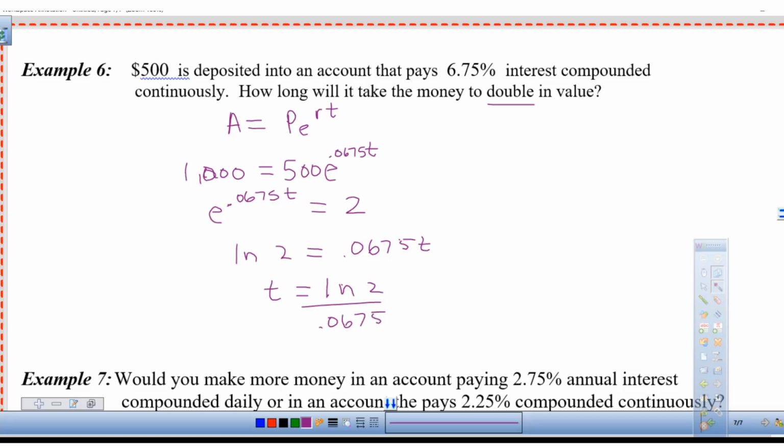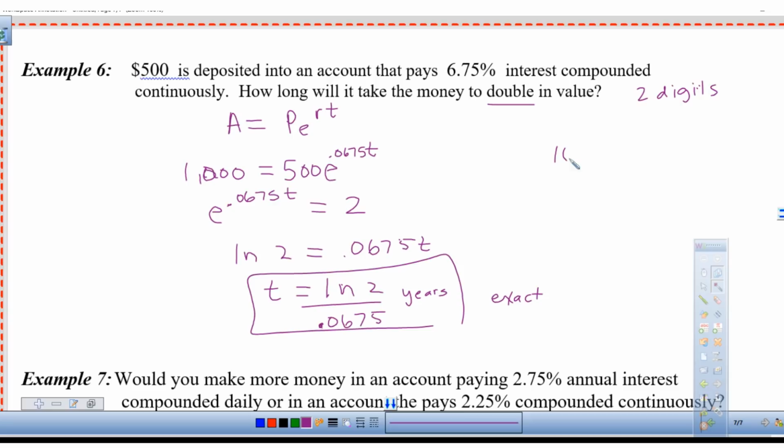I have seen Weber State say, write your answer in exact form, and then write it as a decimal rounded to 2 digits. So let's do that. This would be years. And then I would put a box around it and I would put exact. Why is it exact? Because I haven't rounded yet. Okay? And then let's put it in. So everybody go ln 2, close it, divided by 0.0675, hit enter, and it would be 10.27, and that would be years.